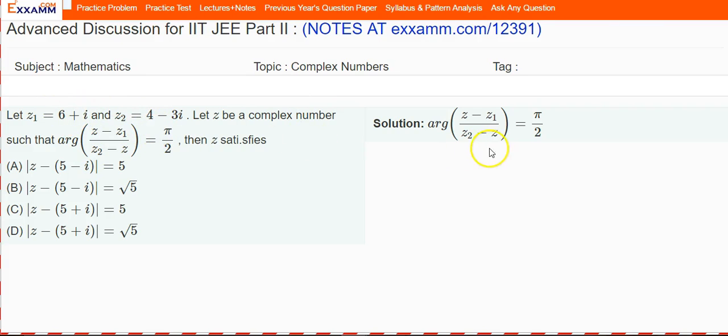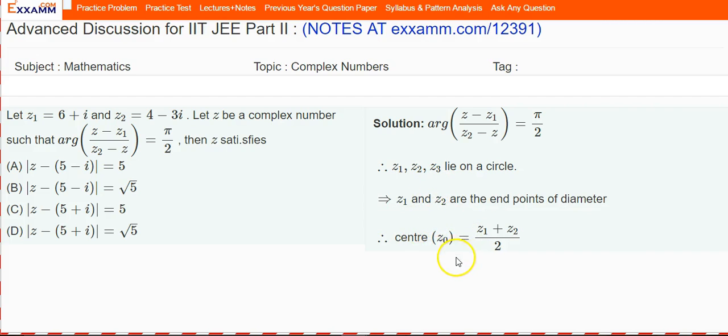Now, since Z1 and Z2 represent the diameter of the given circle, we can say that (Z1 plus Z2) by 2 would be the center of the circle. So here Z1, Z and Z2, the diameter, so the center Z0 is (Z1 plus Z2) upon 2. Now all we have to do is find the radius.